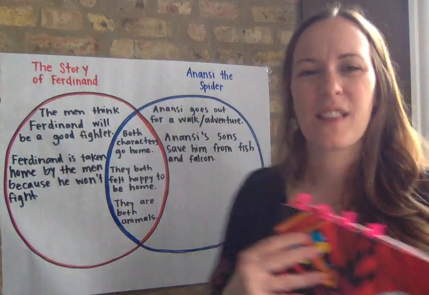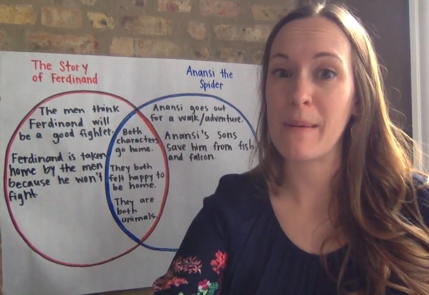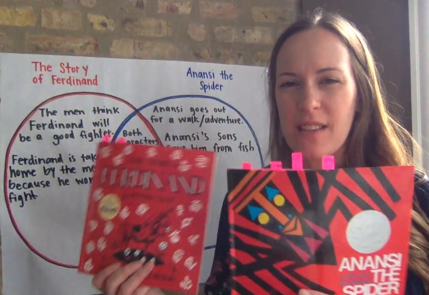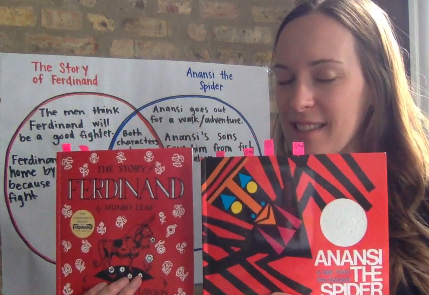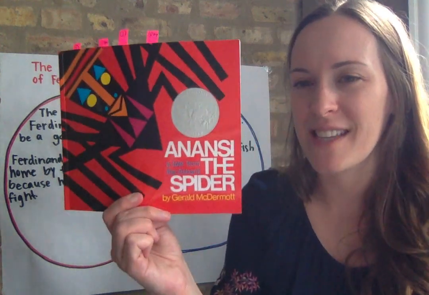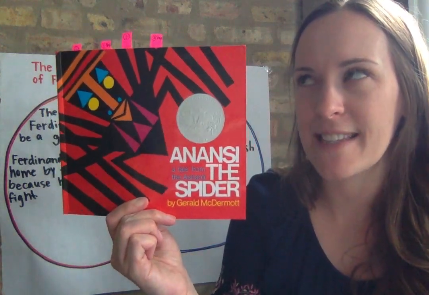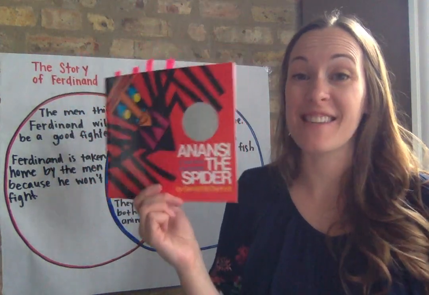Now, those are two big things that were different about these stories, but I want to talk about something a little bit different. These stories are also different because they're in different continents. Remember what continent the story of Anansi is from? Shout it out. Ready, set, go. Yeah, Anansi takes place in the continent Africa.